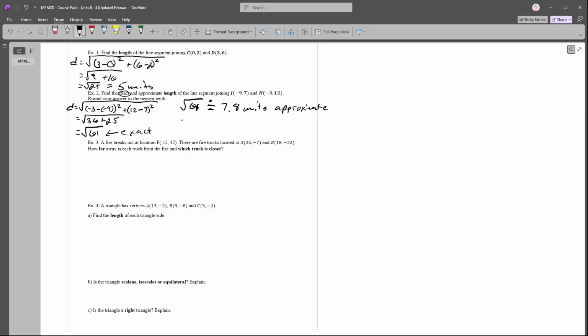All right. So now let's take this idea and put it into something a little bit closer to reality. A fire breaks out at location F, negative 12, 42. Imagine this is like a city block, and this is the location of a house on a city block. There are fire trucks located at 25, negative 7, and 18, negative 22. How far away is each truck from the fire? So if the fire is at F, we need to calculate the distance from F to A and the distance from F to B. And our goal is to figure out the distance of both. Okay, so that means we got to do two calculations.